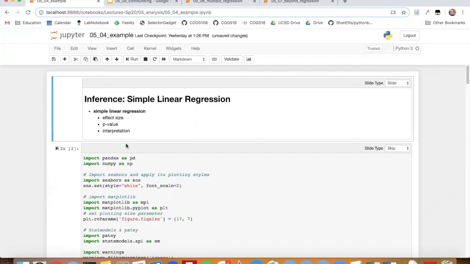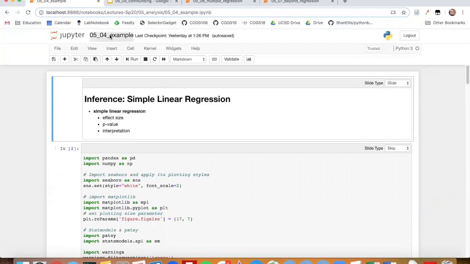Hello, everyone. Now that we have talked about a conceptual understanding and have that through the PDF slides, we're into our first Jupyter notebook of 3 that we'll be doing with regards to inference and inferential analysis. So we're in 0504 example, and this is going to focus on simple linear regression, the same concepts we've been talking about, effect size, p-value, but we're going to discuss here how to interpret these numbers and what they mean, going through an example with some data.